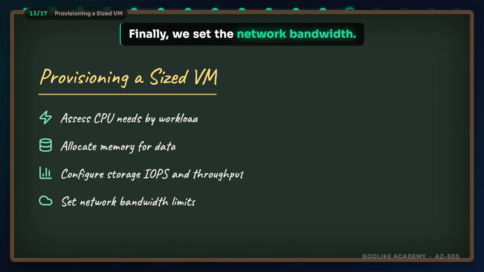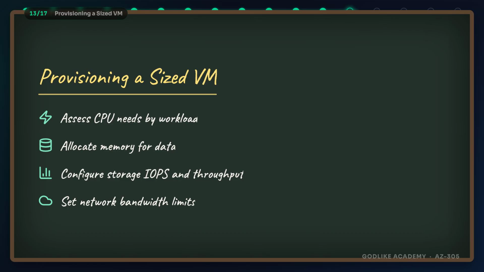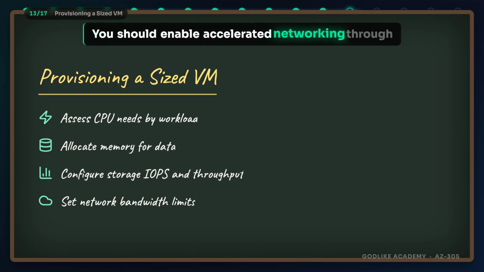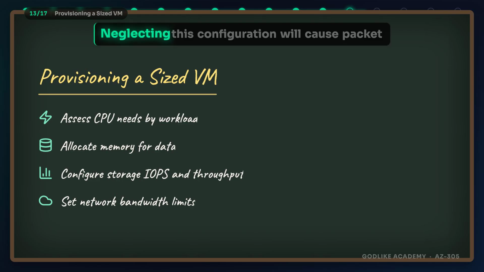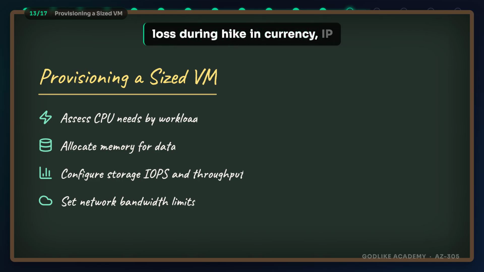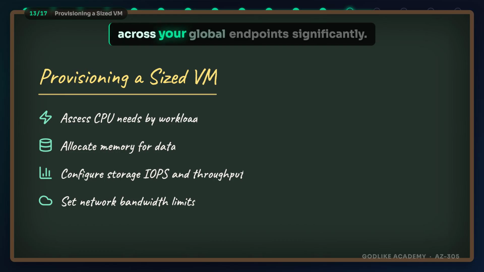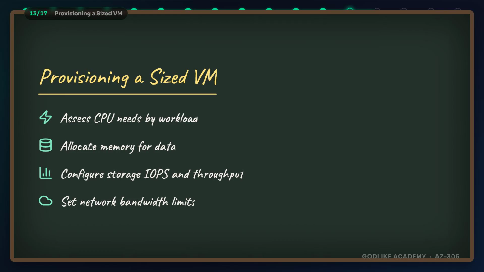Finally, we set the network bandwidth. High-traffic applications may require enhanced networking or larger NICs to handle the load without dropping packets. You should enable accelerated networking through the Azure portal to bypass the hypervisor and reduce CPU overhead. Neglecting this configuration will cause packet loss during high concurrency, IP calls, and degrade user experience across your global endpoints significantly.